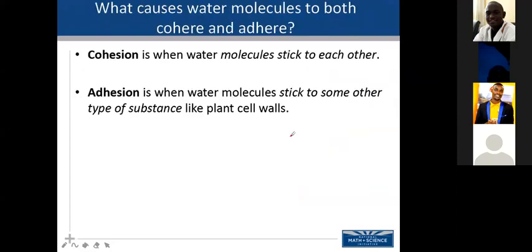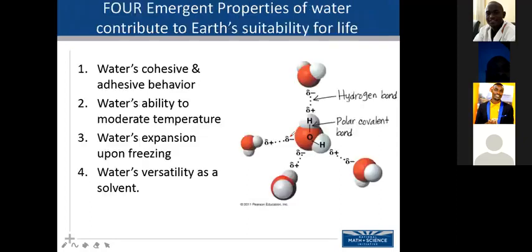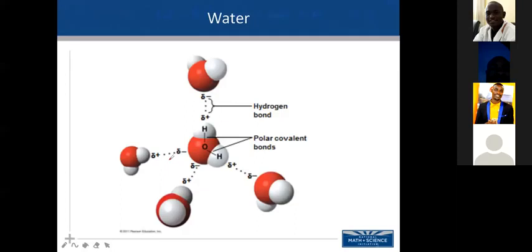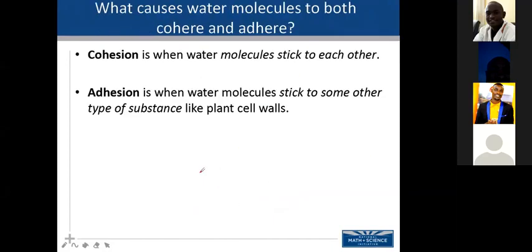So cohesion is when water molecules stick to each other. So like molecules, okay? So water molecule to the next water molecule. We said because of the hydrogen bonding, the slight positive and slight negative charges, water will attract its fellow water molecules, okay? From what we see on the first diagram here, a hydrogen will be attracted to the oxygen side, the negative there, and another hydrogen is attracted to the other oxygen side, the partial negative there. Okay, so that causes cohesion.